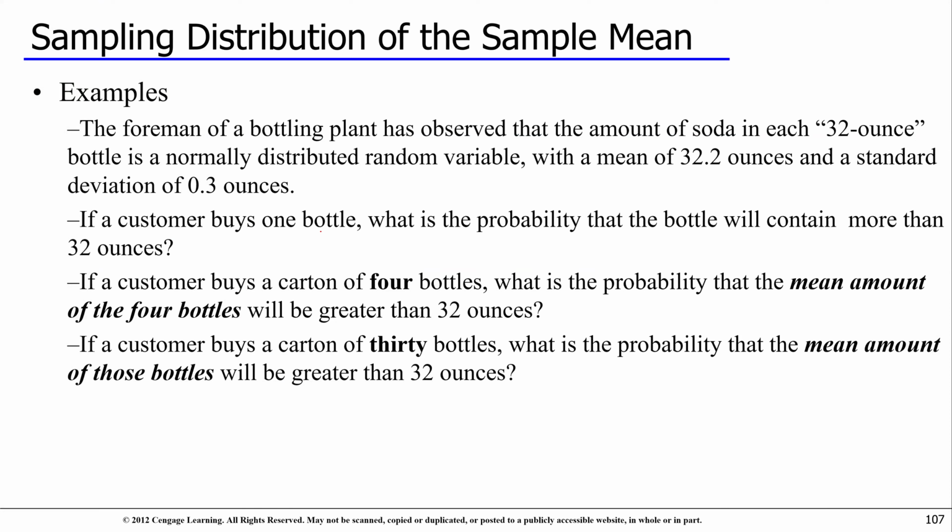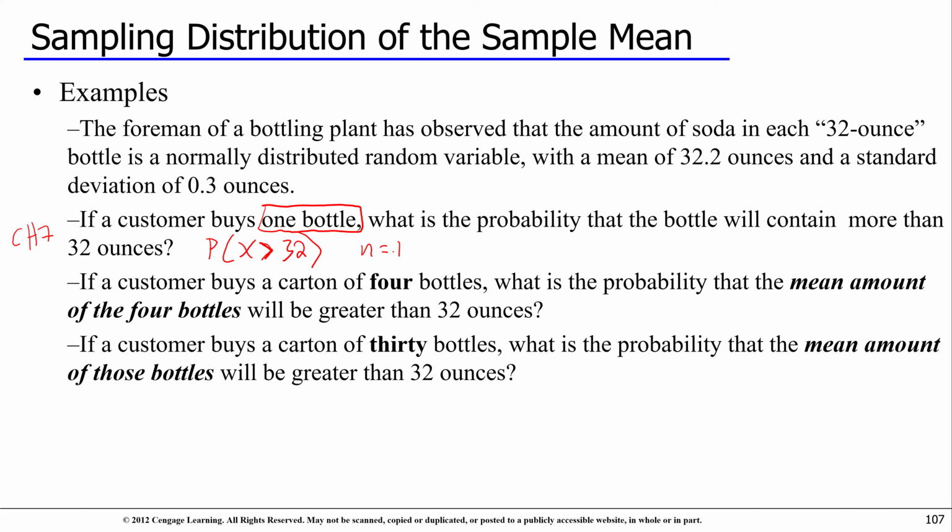The first question: if a customer buys 1 bottle, what is the probability that the bottle will contain more than 32 ounces? This should seem pretty normal. This is like a chapter 7 problem. What this is asking is what's the probability that X is greater than 32 ounces. Pretty straightforward. The reason why it's X and not X bar is because it says 1 bottle. So the sample size in this problem is just 1. We're just focusing on 1.